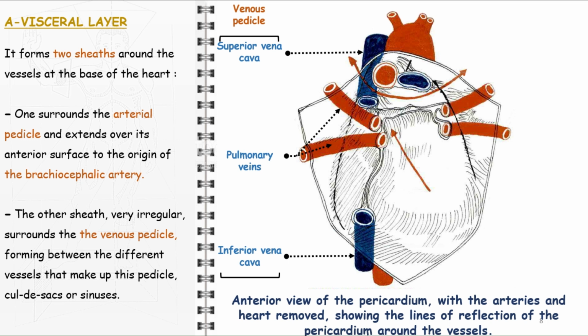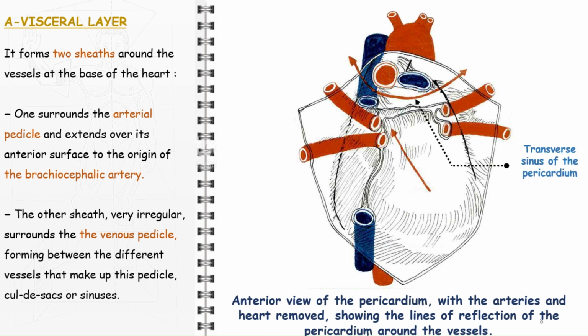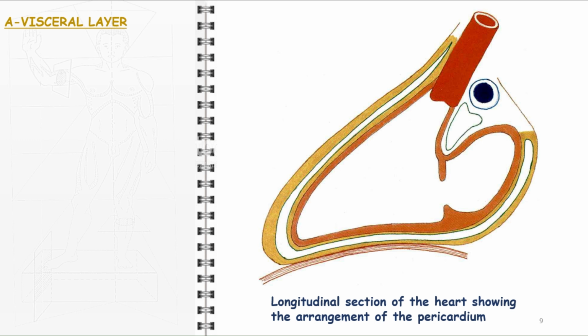or sinuses, like the Haller sinus, or oblique pericardial sinus, that extends on the posterior surface of the left atrium, between the inferior vena cava and the right pulmonary veins on one side, and the left pulmonary veins on the other. And the transverse sinus. The transverse sinus is located between the two sheaths.